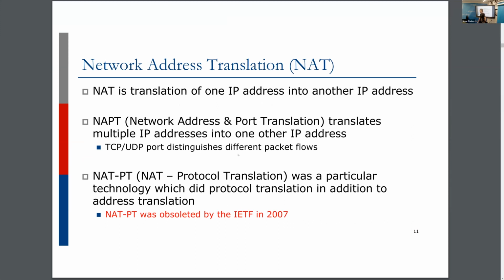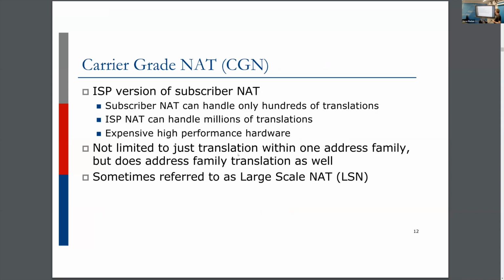Network address translation, you should already know what this is because you're probably using it right now. This is where we translate within the same address family from one address to another. So we might have a globally routed v4 address on the outside, and we're running RFC 1918 inside. Carrier grade NAT is just a bigger version of that.